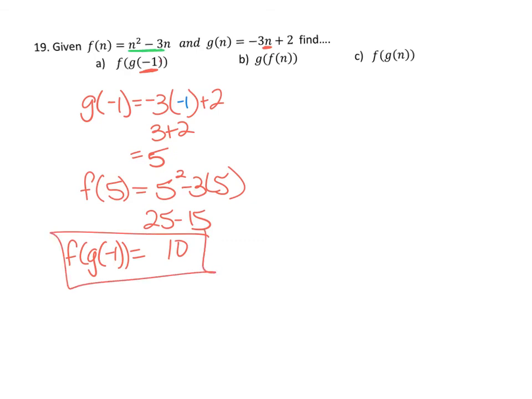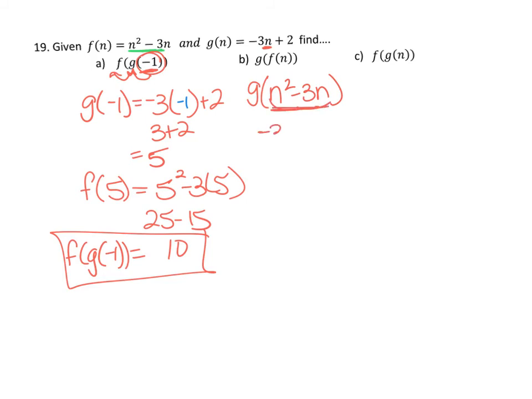Okay, so that's what it means when it gives you a number here. You're going to plug that number into this function, and then you take that answer and you plug it into the other function. So here, g of f of n means I'm going to take g, and I'm going to plug the function f into it, so that's n squared minus 3n, right? So g is going to have n squared minus 3n put in for it.